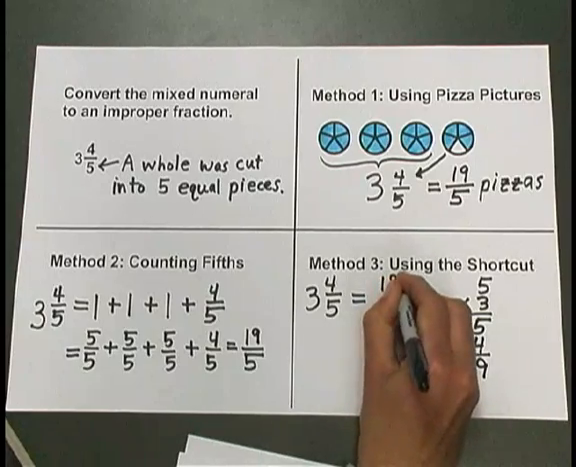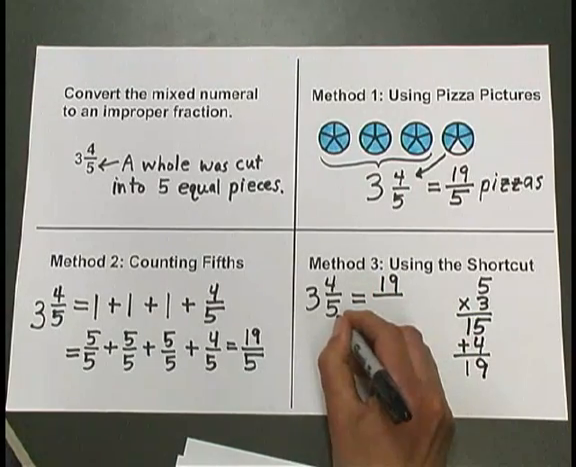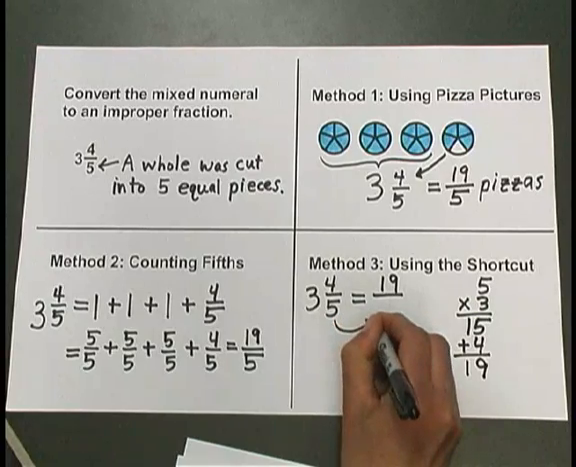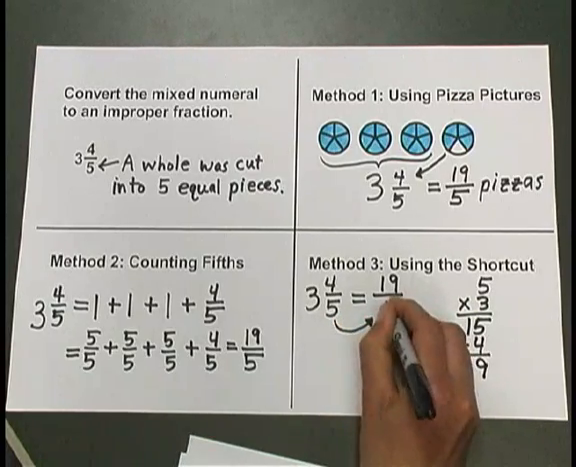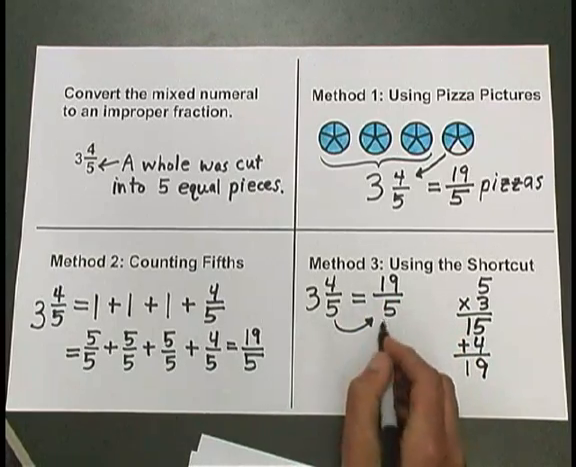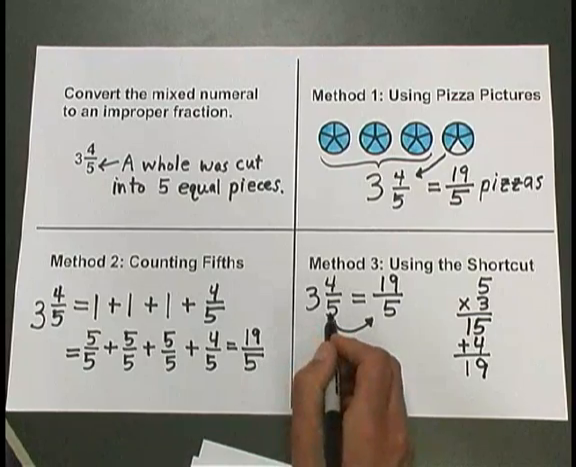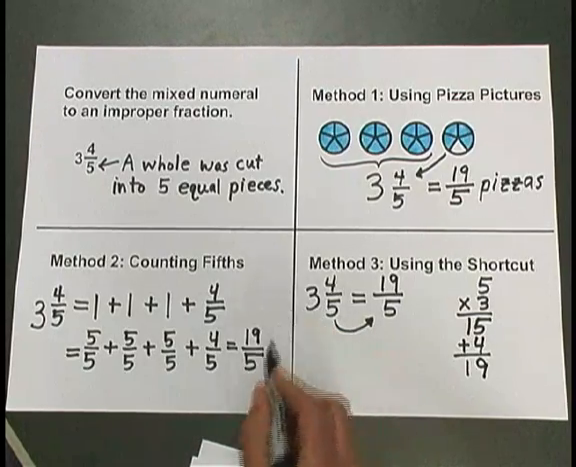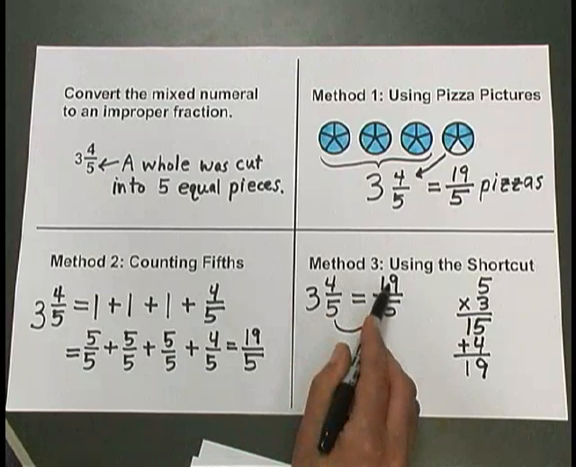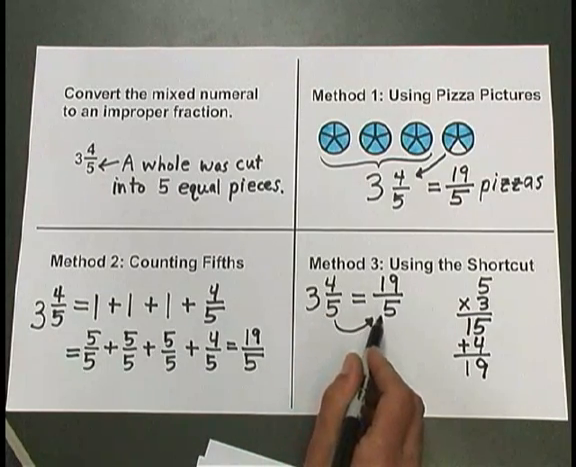19 becomes the numerator in our improper fraction. Because we're counting fifths, the denominator stays the same. We write exactly the same denominator, 5. So 19/5 is our improper fraction. We took 5 times 3 is 15, plus 4 on top gives me 19. But I leave the denominator alone.